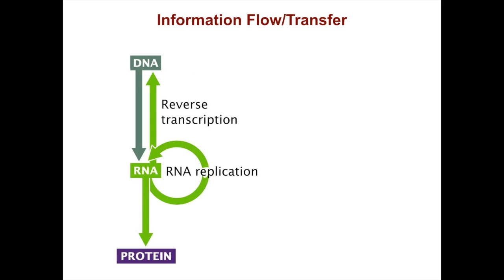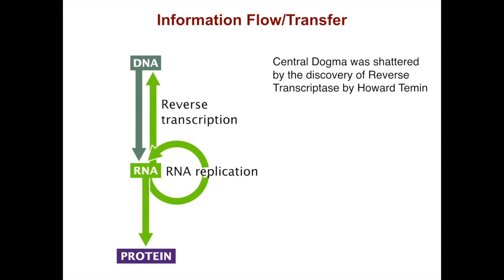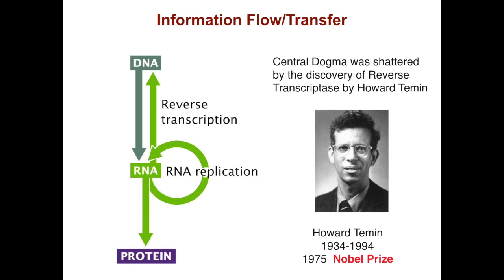However, there is an alternative pathway that can occur. This was discovered by Howard Temin, and he discovered reverse transcriptase. For this, he won the Nobel Prize. So it is possible for RNA to undergo replication and be reverse transcribed into DNA. This happens most famously with retroviruses like HIV.